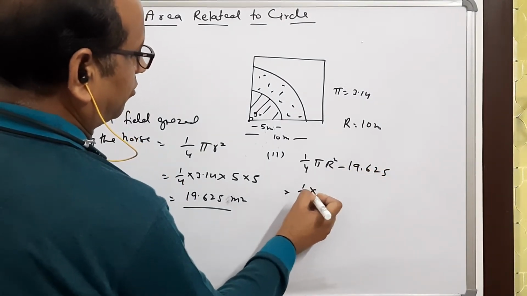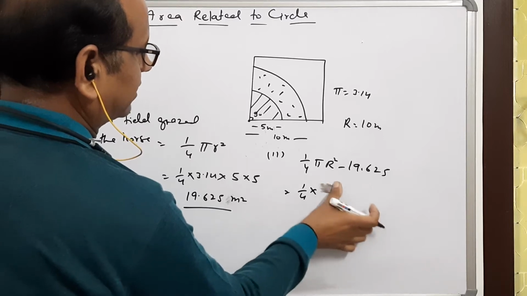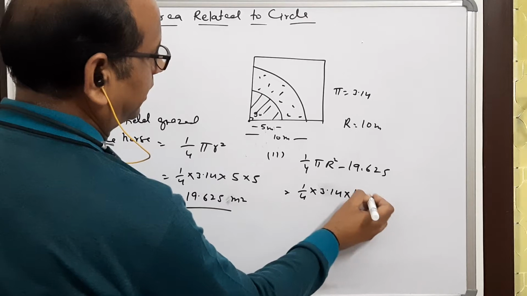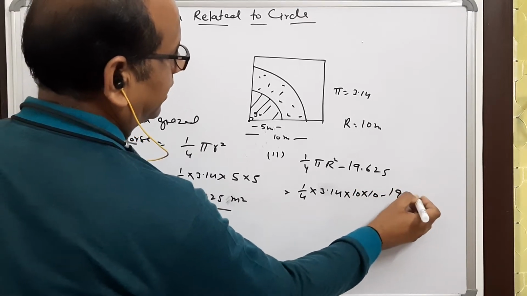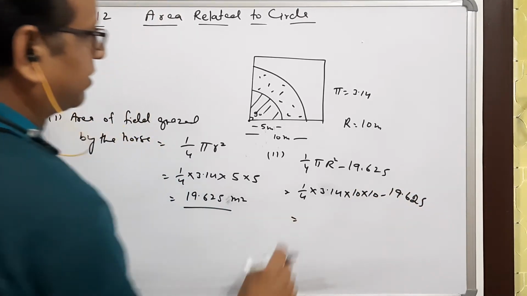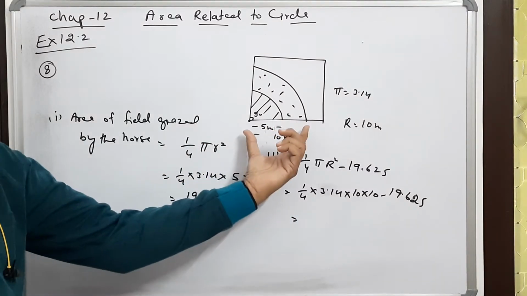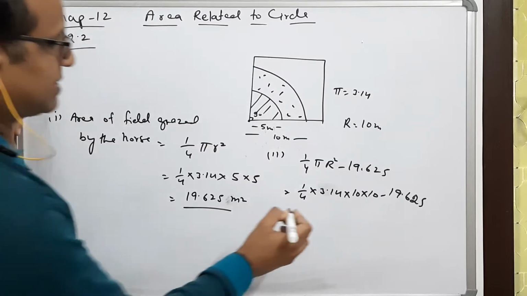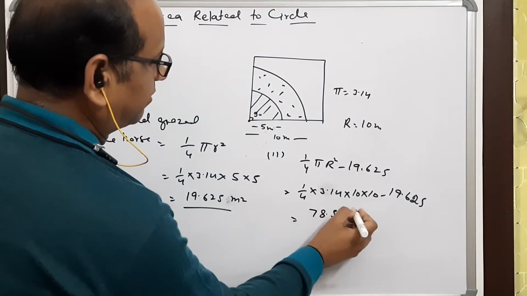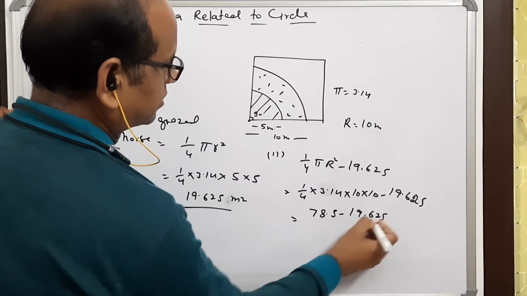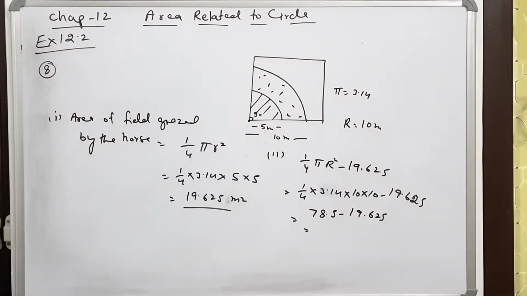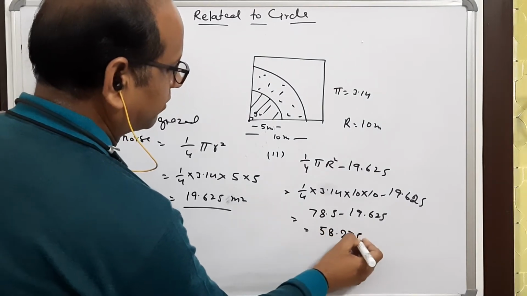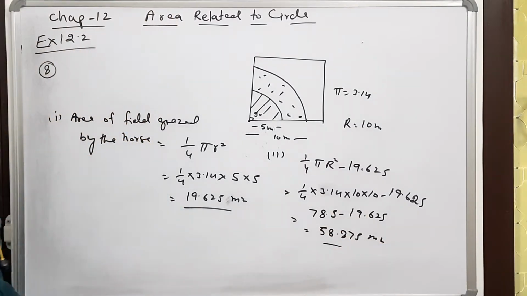19.625. So 1 upon 4, it is 3.14 into 10 into 10 minus 19.625. Please see this. The full area minus the inner area. So this answer will be 78.5 minus 19.625. So the final answer will be 58.875. See, the calculation part is not important.